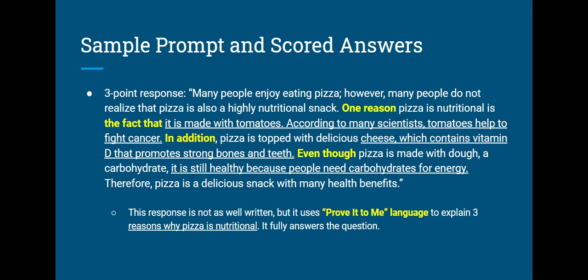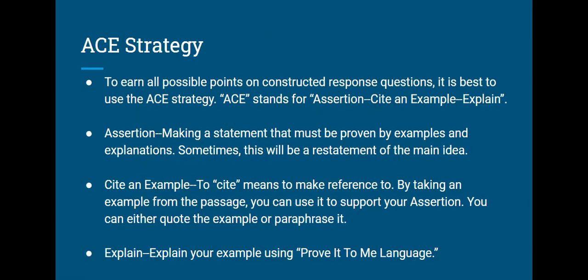It's got cheese. That's our second example. Why is cheese good? Because it contains vitamin D. And then finally, it's got a third example. It contains a carbohydrate. It's healthy because carbohydrates are needed for energy. So giving those 3 examples as well as 3 explanations. It's also got prove it to me language throughout to connect all the different responses.